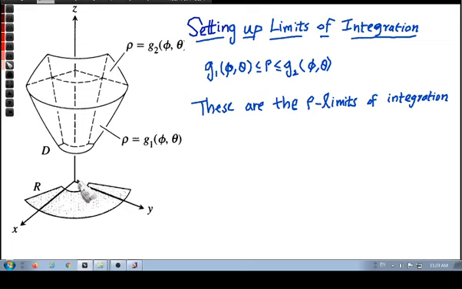Now draw a line M starting from the origin and that passes through the domain D. So as rho increases, that means as the distance from the origin to an arbitrary point P increases, the ray enters the region D when rho equals g1 of phi comma theta and leaves the region D when rho equals g2 of phi comma theta. So g1 of phi comma theta is the lower limit of integration, and g2 of phi comma theta is the upper limit of integration.